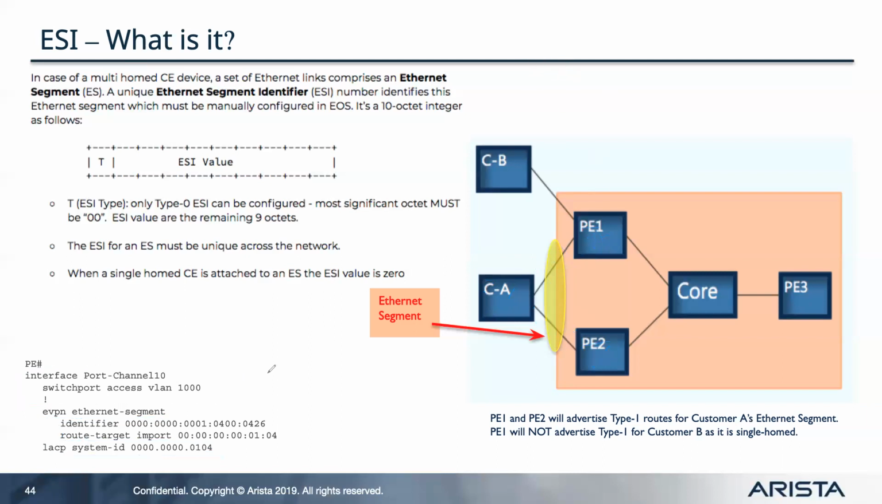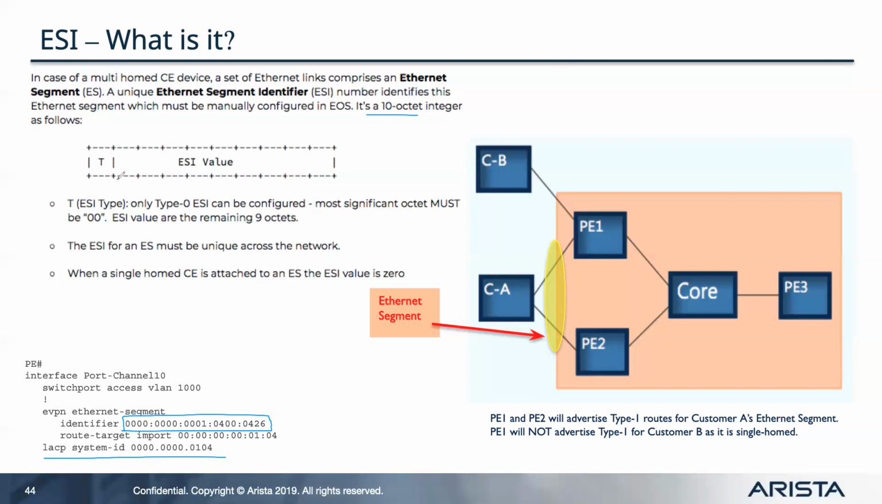Is it clear why we need the same system ID, the LACP system ID? Yes. Okay, perfect. Now next is another thing, the Ethernet segment identifier. So the Ethernet segment identifier is nothing but a number, a 10 octet integer.